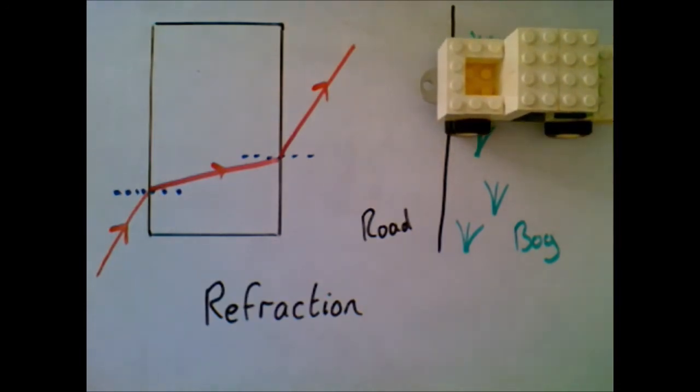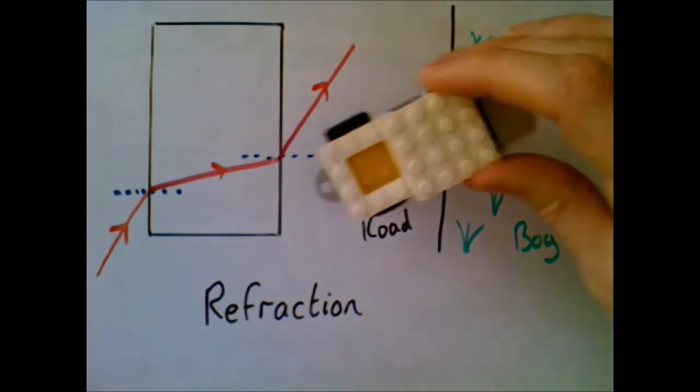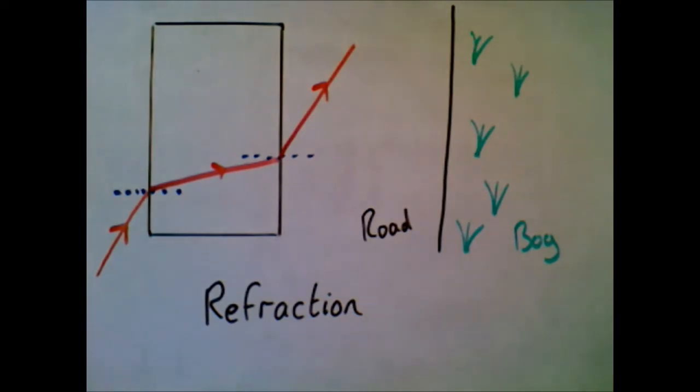But what has a truck and a bog got to do with light? Well, instead of having the truck, just imagine the ray of light, and imagine it slowing down as it goes into the glass block. One side of the light ray slows down before the other side of the light ray, and therefore it changes direction.